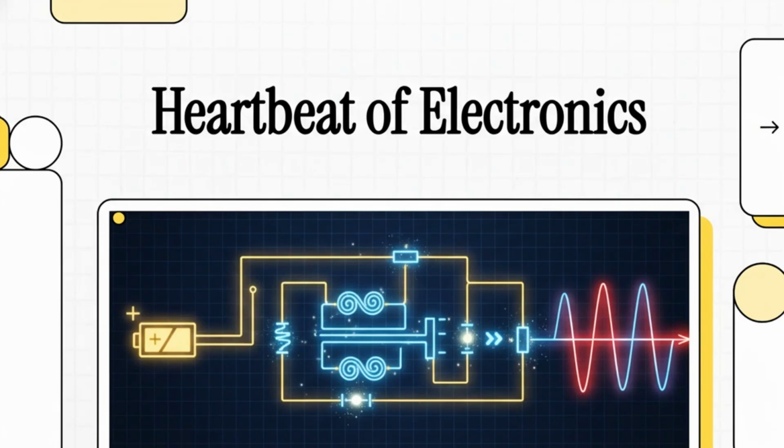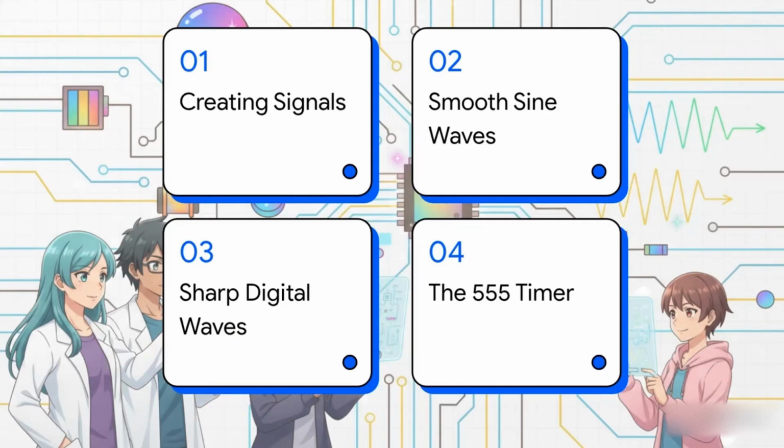So, we spend a ton of time talking about how to amplify signals, right? How to make them bigger, stronger, clearer. But that kind of brings up a huge question. Where do these signals even come from in the first place? How does a circuit literally conjure a wave out of thin air using nothing more than a steady DC power supply? Well, that's exactly what we're going to break down.